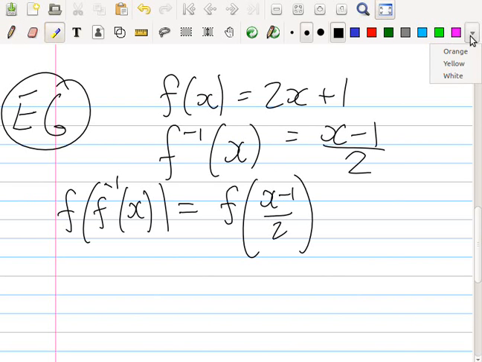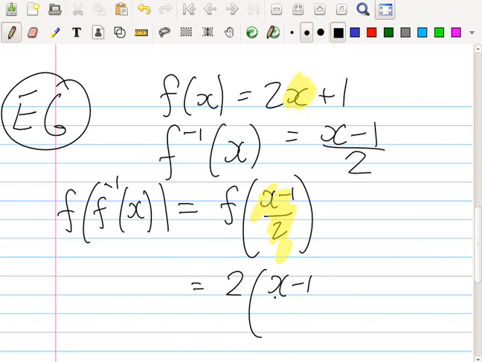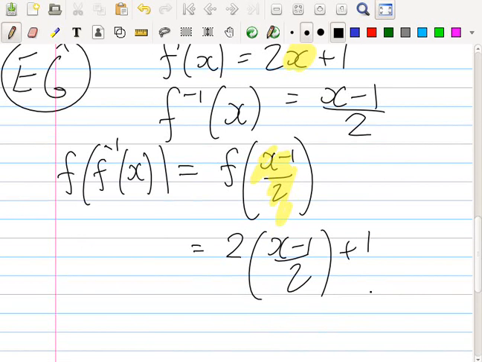Now, if I put this function here into the f, I will get 2 times x minus 1 over 2 plus 1. So what happens here? 2's cancel. x minus 1 plus 1? Yes. Is x, and what is x? That is just the identity function. So again, we've shown that it is genuinely the inverse. It has to be x for it to be an actual genuine inverse.